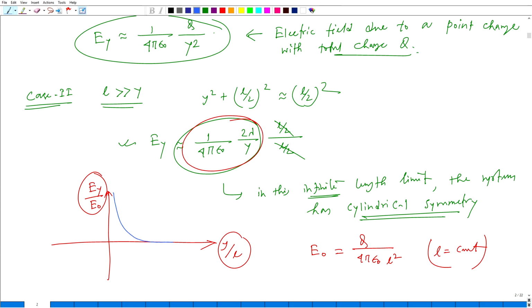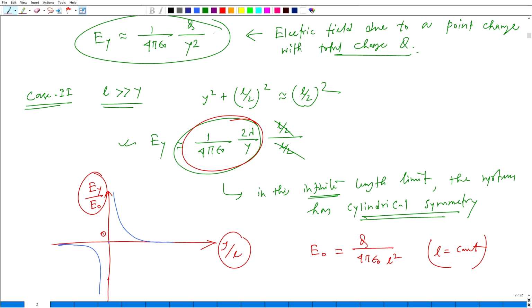Similarly, because of symmetry, it is symmetrical around the origin. This one is the origin, and it is symmetrical around the origin. Okay. So, next we calculate the electric field due to an arc.